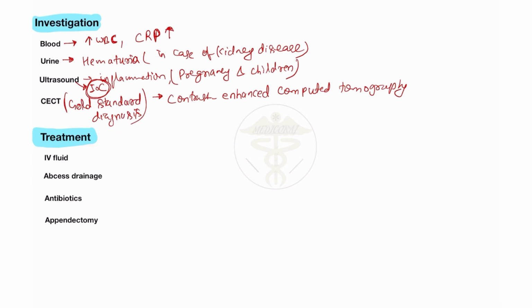Treatment. What is the treatment for acute appendicitis? When it is not severe, meaning there is some inflammation but no major infection in the appendix, then we provide IV fluid for maintenance. Also drainage of abscesses, when there is a large amount of fluid, then we drain these abscesses. We also give antibiotics to the patient, like metronidazole and cephalosporin.